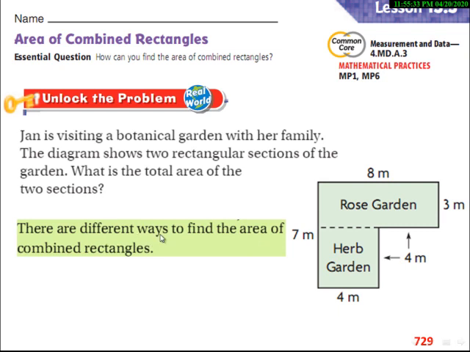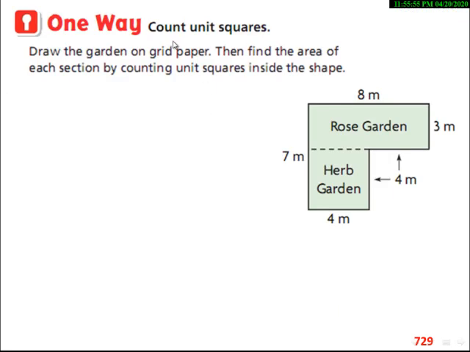There are different ways to find the area of combined rectangles. I can see two rectangles here. This is the first one, which is called Rose Garden, and this is the second one, called Herb Garden. There are two different ways to find the area of combined rectangles. Let's see the first one. The first one says count unit squares.